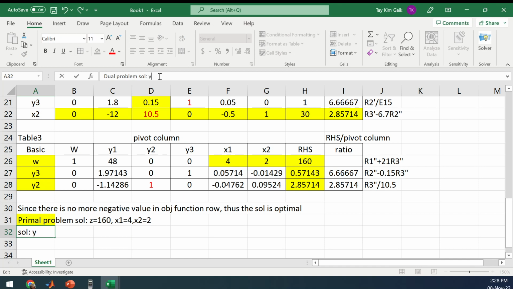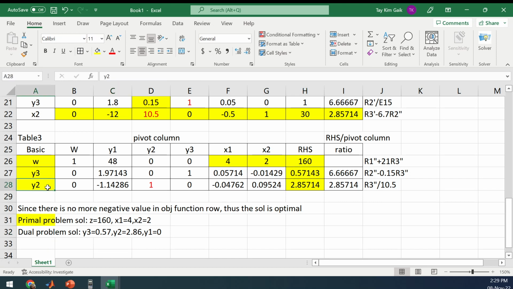y3 equal to 6.67. Sorry, there's a ratio. Y3 here, y3 equal to 0.57, y2 equal to 2.86. Okay, y1 is non-basic, so y1 equal to 0, as what we said. Y3 equal to 0.57, y2 equal to 2.86, y1 non-basic equal to 0.